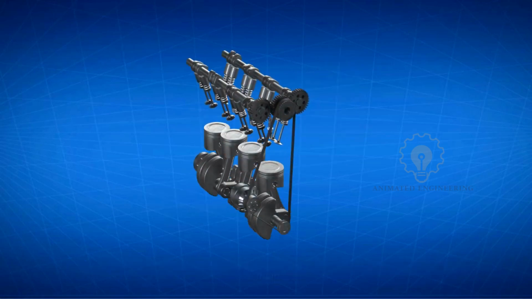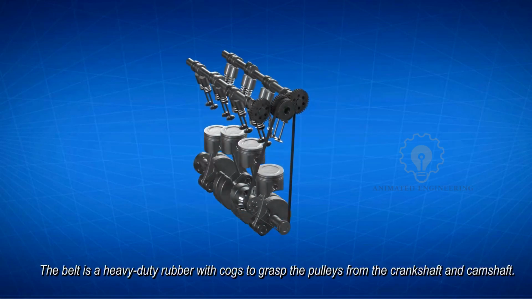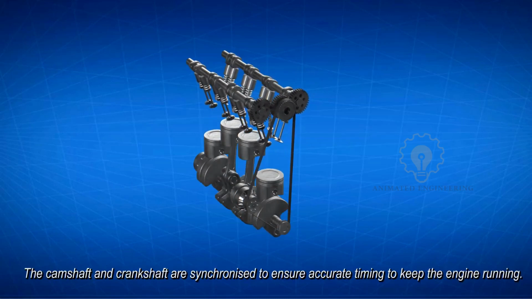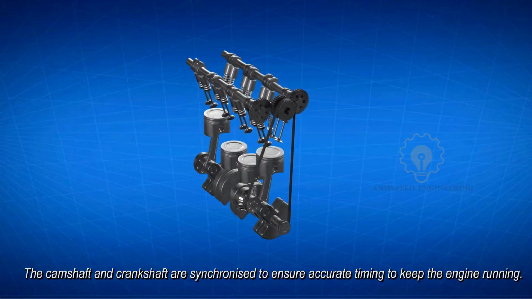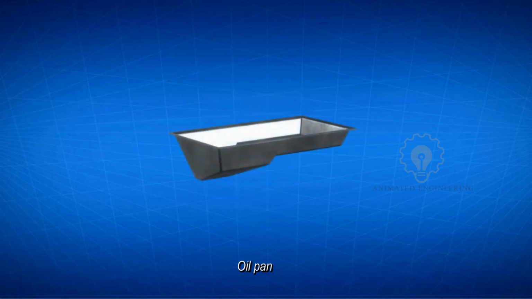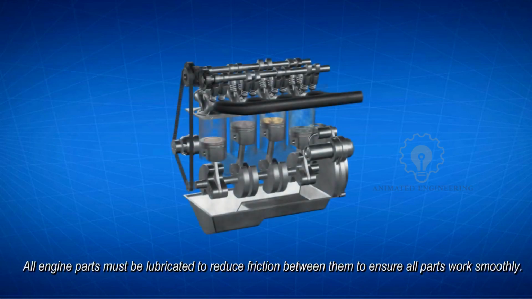Timing belt. The belt is a heavy-duty rubber with cogs, to grasp the pulleys from the crankshaft and camshaft. The camshaft and crankshaft are synchronized to ensure accurate timing, in order to keep the engine running properly. Oil pan. Oil pan is mainly used for the collection of lubricating oil. All engine parts must be lubricated, to reduce friction between them to ensure all parts work smoothly.